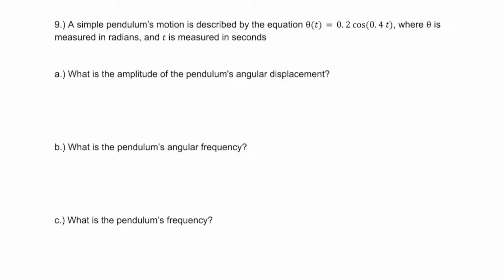All right, so now we have an example of just a pendulum simple harmonic motion. So a pendulum's motion is described by this equation. We want to find its amplitude, angular frequency, all that stuff. So to start, realize that since this is simple harmonic, we are able to just write the parent equation here. So we have an amplitude times cosine of angular frequency omega times t plus the phase shift.